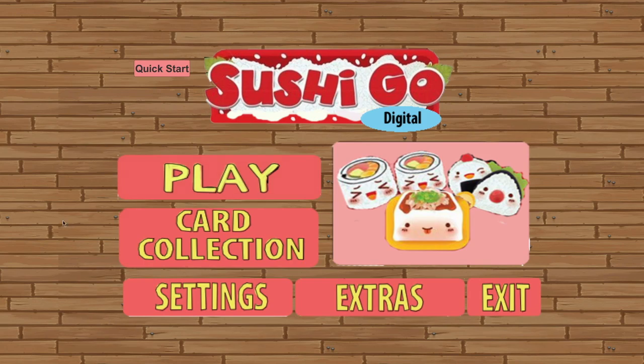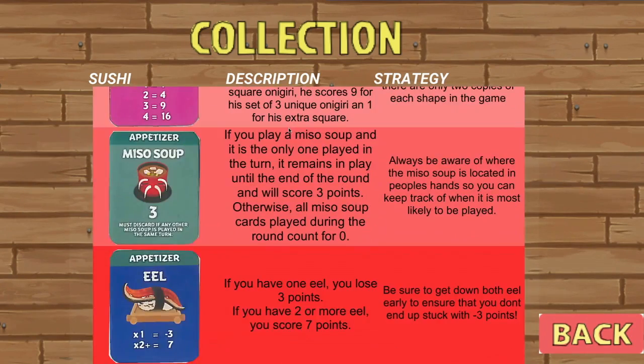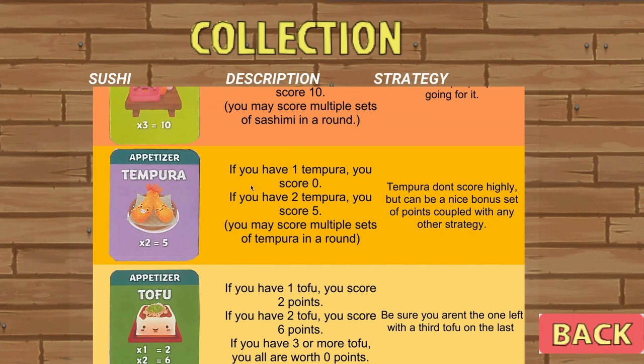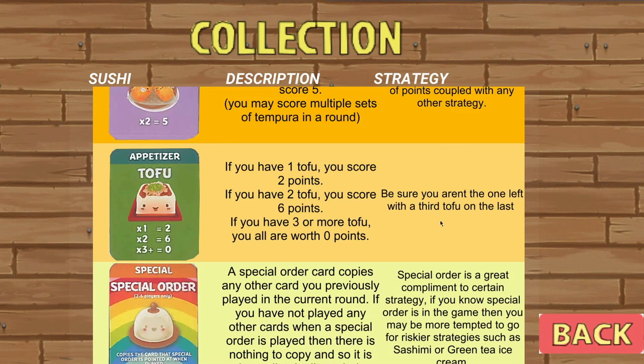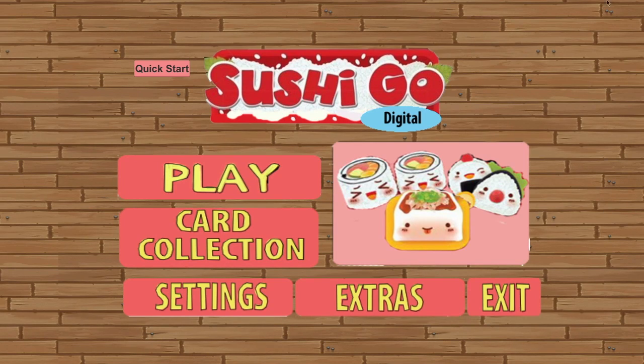The card collection is the simplest of the four screens. When you click on this, you have a scrollable list of all the potential foods that could be in the game. You can see that under the description we have an explanation of what the cards do, and under the strategy we have a very brief description of when it's a good time to play the card. You can also return back to the menu by clicking the back button in the bottom right.